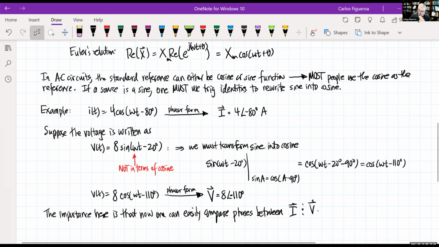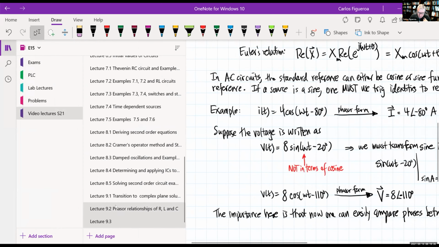That being said, what I want to do now is go in briefly and see what we did last time.